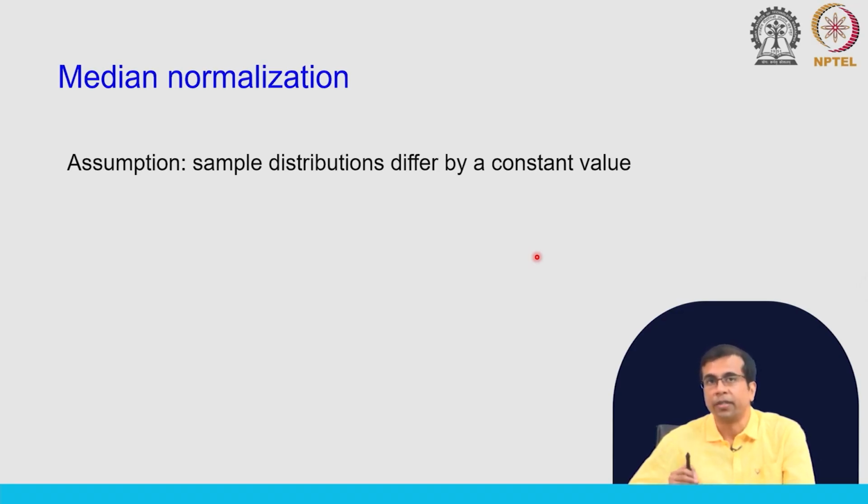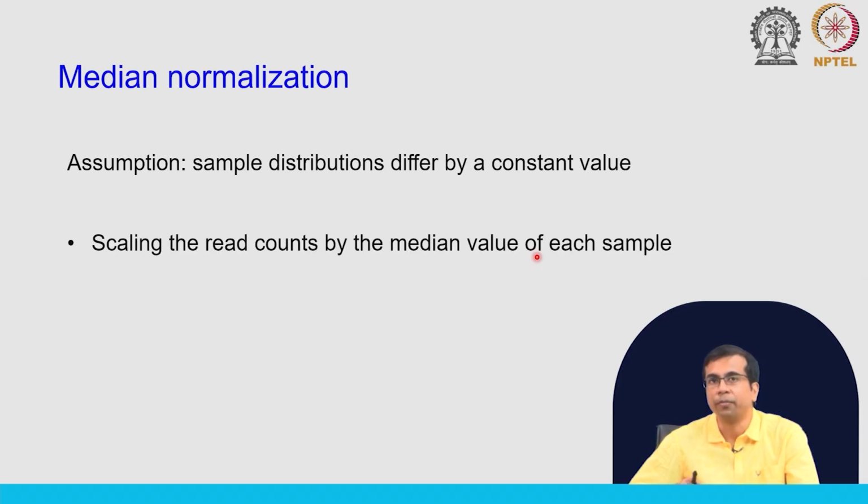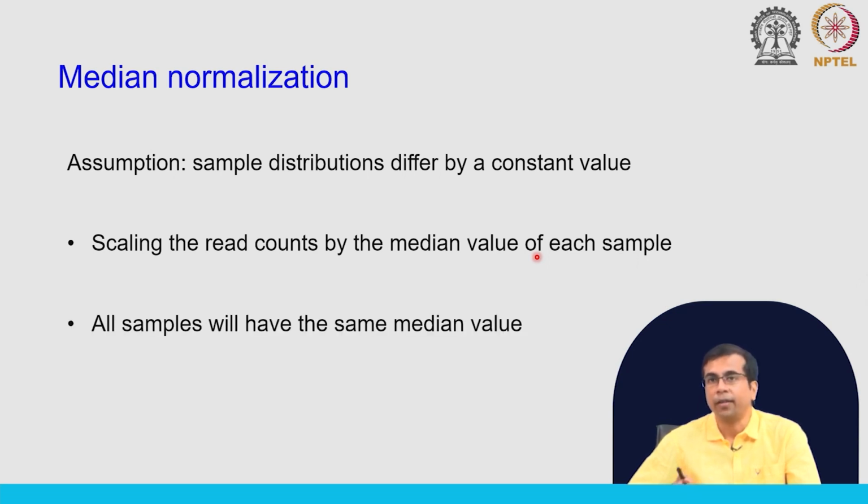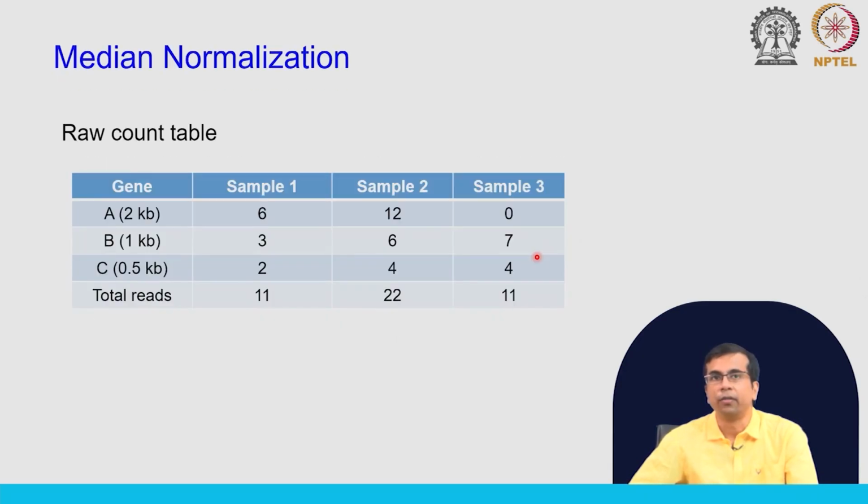Once we start with this assumption, the goal becomes very simple. We scale the read counts by the median value of each sample. We calculate the median and scale the read counts by it. At the end of the normalization, all samples will have the same median value. That is the idea behind this normalization. Of course, we cannot calculate a median for only 3 numbers; that would not be appropriate.